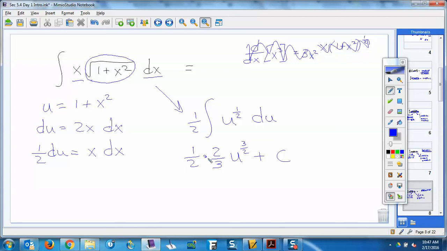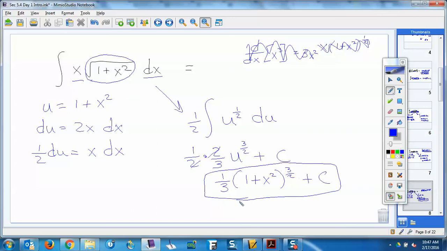Okay? So we get this. Those 2's cancel. So this would be 1/3. Put our u back in, which is 1 plus x squared to the 3/2 plus c. You don't have to put it back as a root. You can just leave it as a power, and there it is.